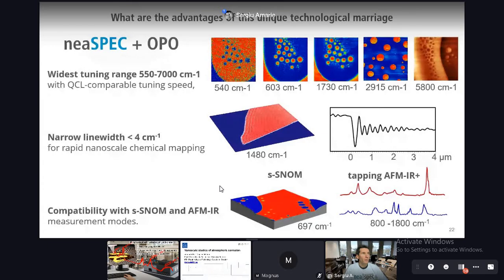Now, the OPO laser that we used in these examples is very narrow, like shown in the slide over here. The line width is below 4 wave numbers. To keep it short, you might use nano-FTIR, but with the line width being so small, it doesn't make much sense to use that. Therefore, the data that we presented here are coming either from the ASNOM technology or the tapping AFM-IR technology. Two examples here.